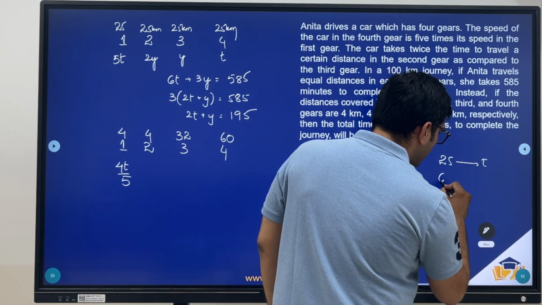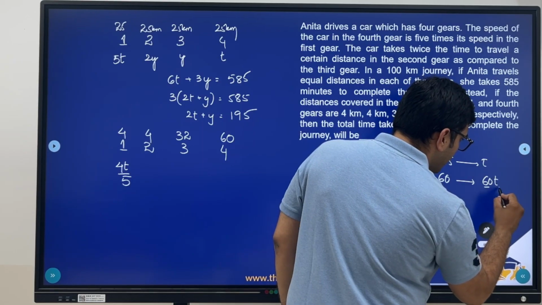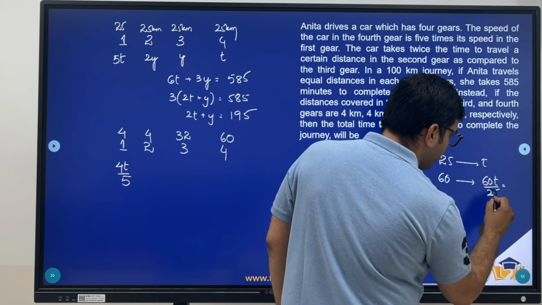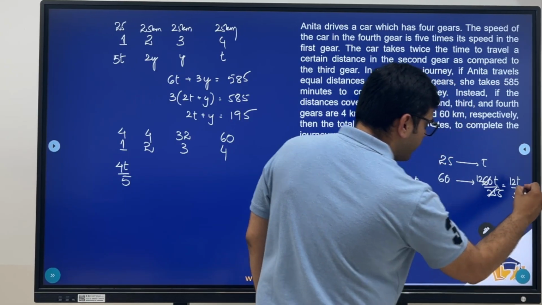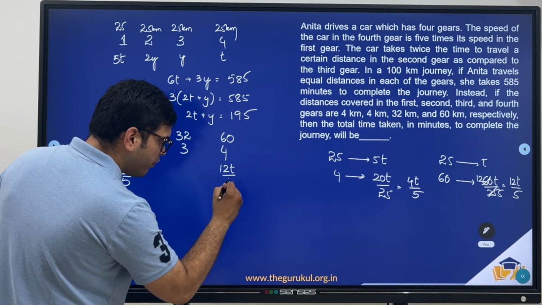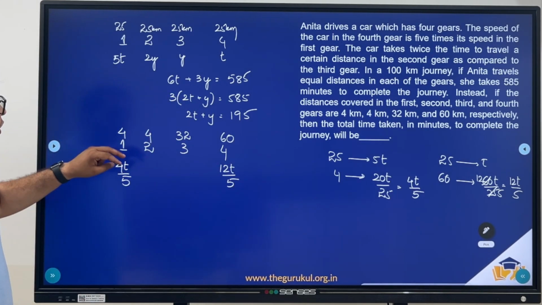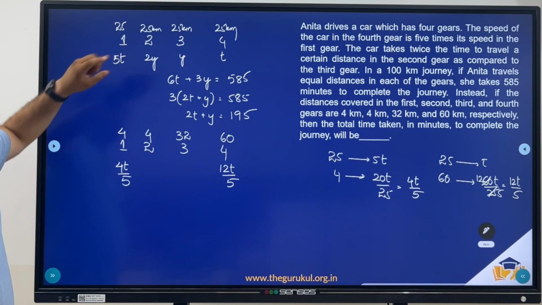Now to cover 60 kilometers, the time taken would be 60 into t by 25, which is nothing but 5 12s, 12t by 5. Done. Now similarly in the second gear, to travel 25 kilometers, it's taking 2y.